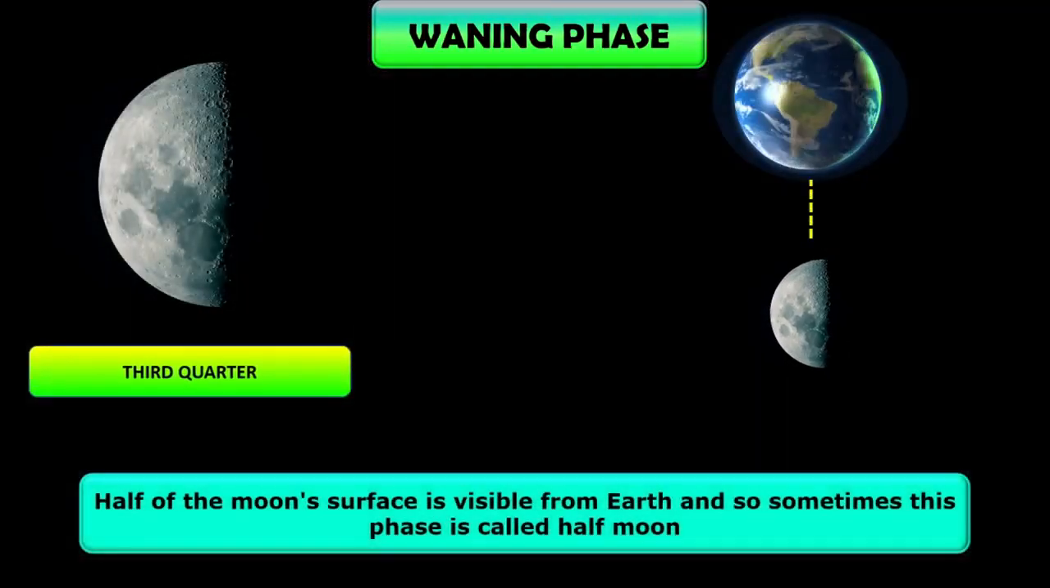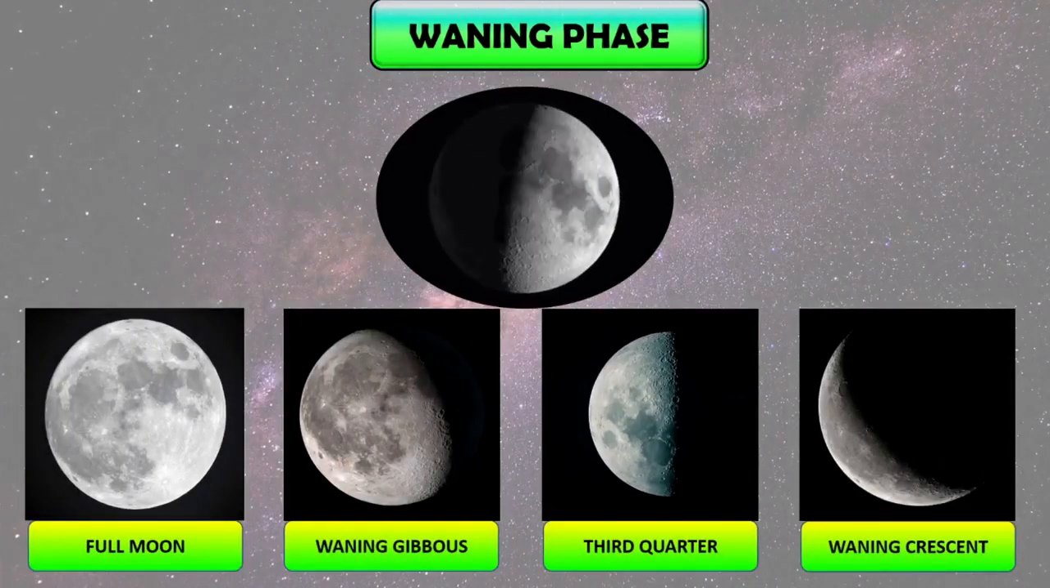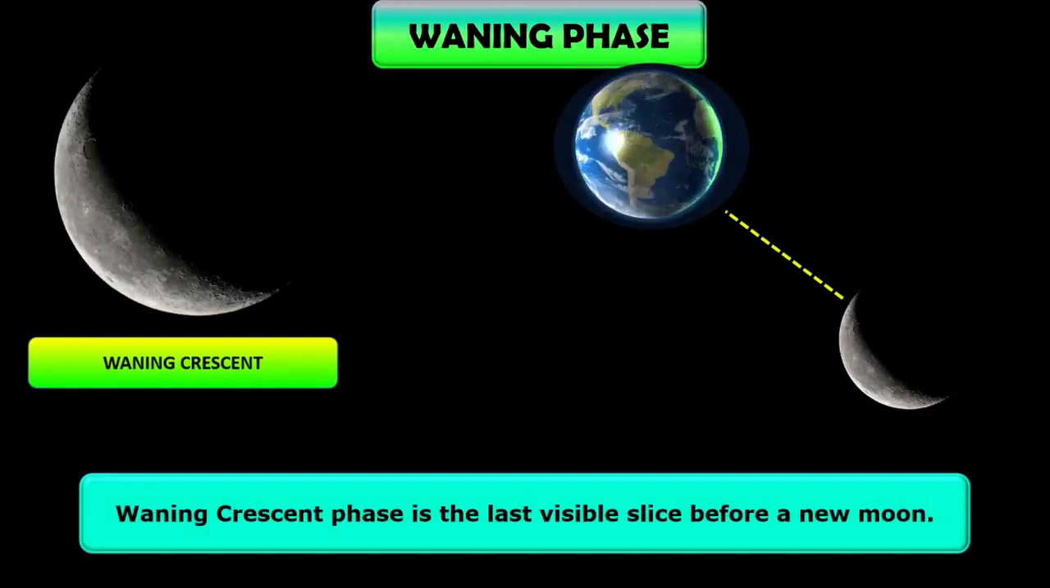The next phase is third quarter. The moon's next phase is another half moon. It is called third quarter or the final quarter because the moon is three quarters of the way through its orbit. The last waning phase is waning crescent. Waning crescent phase is the last visible slice before a new moon.